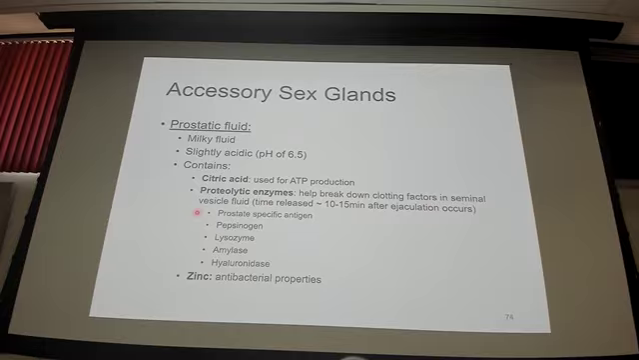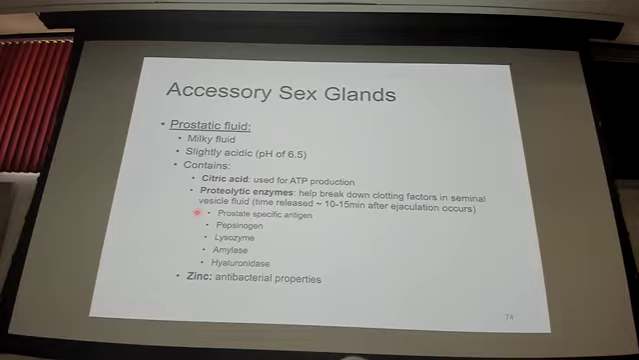Lysozymes, in order to keep it safe, if there are bacteria or other things around, to help kill them. Amylase helps break down some of the sugars, and then hyaluronidase, hyaluronic acid. Have you ever heard of hyaluronic acid? So surrounding the egg is a layer of hyaluronic acid that helps break that membrane down, so the sperm cell can penetrate the oocyte and actually fertilize the egg. Okay?